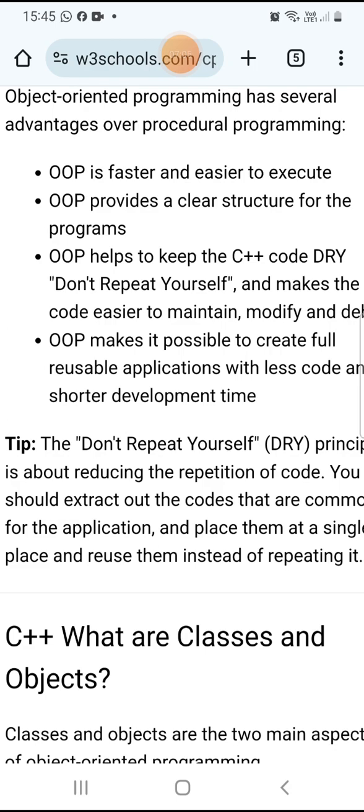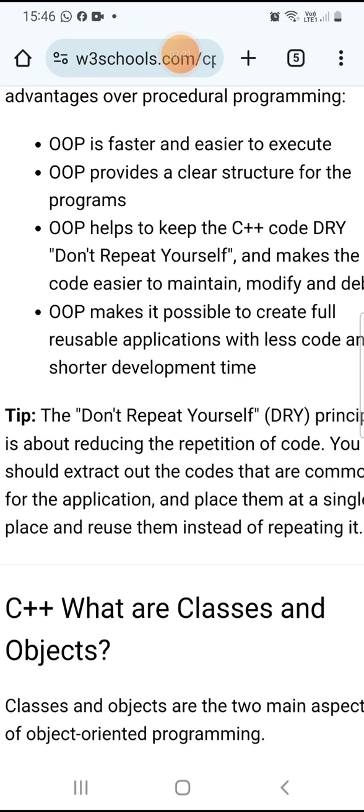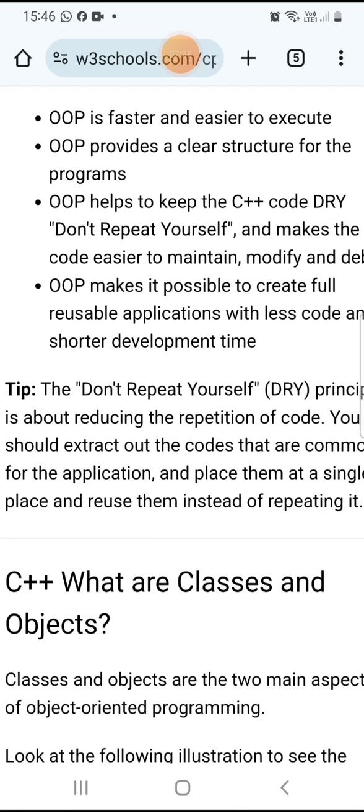OOP provides a clear structure for the programs. I told you that a sequence of instructions is called a program. A combination of many programs is called software. So OOP supports a clear structure to write the programs. Clear structure means a very easy structure, and there is no difficulty in writing the code. Program means a sequence of instructions. 10 lines, 5 lines may be a program.